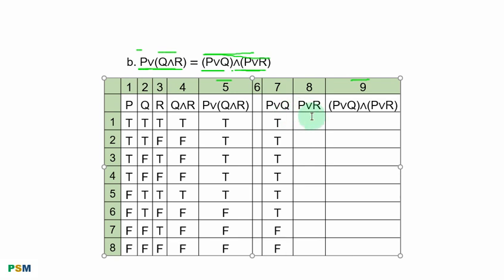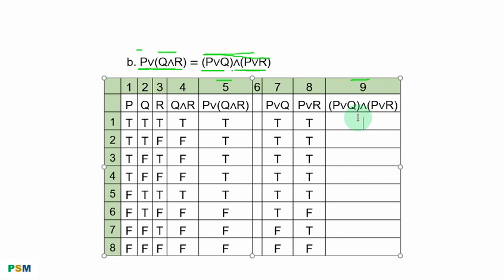You move to column head 8. You use column head 1 and 3 under OR. The outcome is false when both are false. So TT is T. Number 2, TF is T. Number 3, TT is T. Number 4, TF is T. Number 5, FT is T. Number 6, FF is F. Number 7, FT is T. Number 8, FF is F.